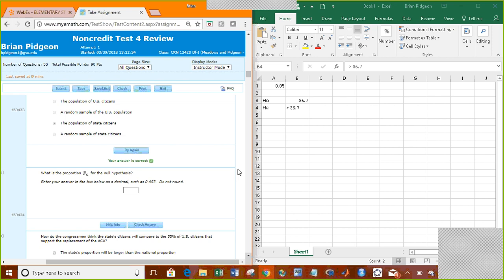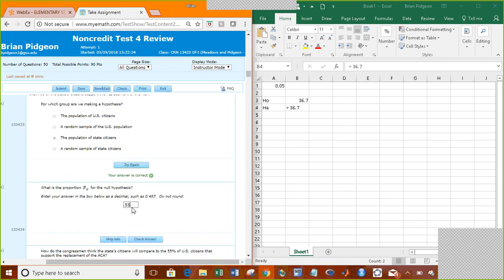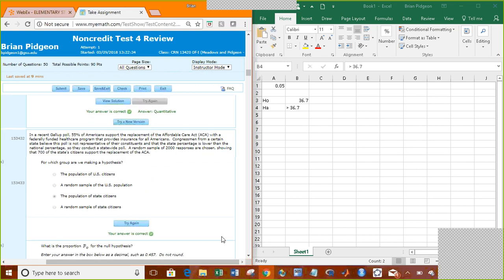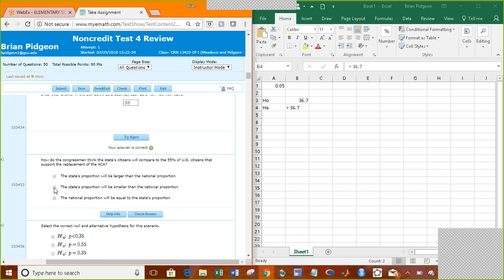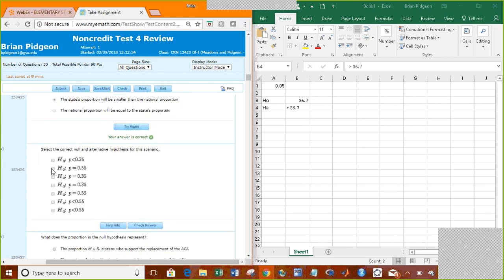What is the proportion for the null hypothesis? Well, your null hypothesis is, if you go back, just what the Gallup poll reported, 55%. So 0.55. And what this congressman thinks is that it's lower than that. So the alternative hypothesis in this case would be that the state proportion is smaller than the national proportion. So you can represent this symbolically. Our null hypothesis is that P equals 0.55, and the alternative is that P is less than 0.55.